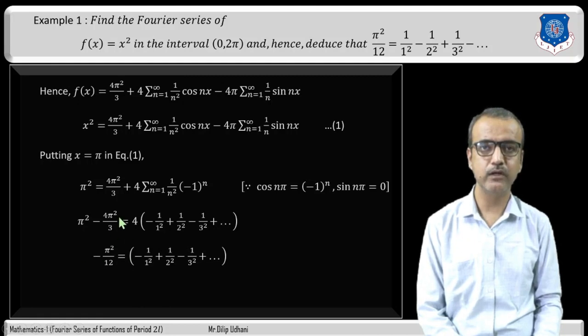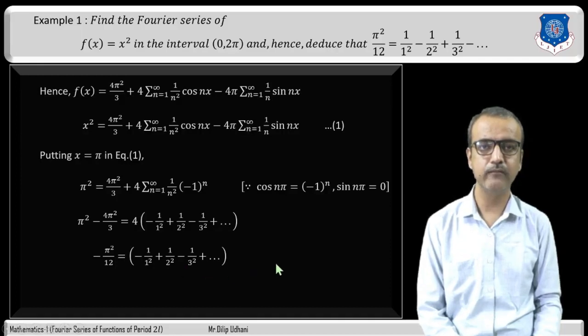So pi square minus 4 pi square by 3 will become 3 pi square minus 4 pi square, so that is minus pi square, divided by 3, and multiplying this 3 by this 4, it will become minus pi square by 12, and that is equal to minus 1 upon 1 square plus 1 upon 2 square minus 1 upon 3 square and so on.